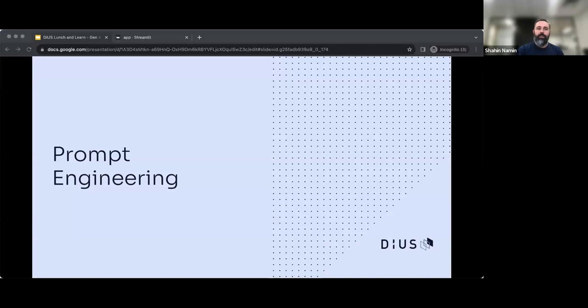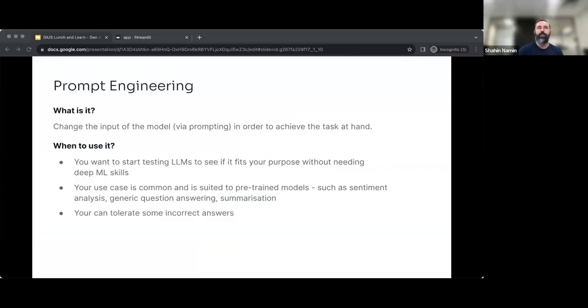So let's look at every building block and see when you would use that, why would you use that, and what are the best scenarios and the best cases for them. So prompt engineering is first. This is when you go and change the input of the model, or the prompt that you send to the model, in order to achieve the task you have at hand.